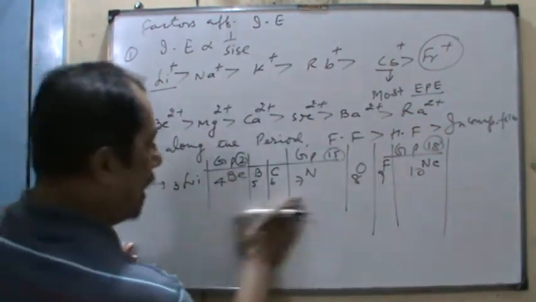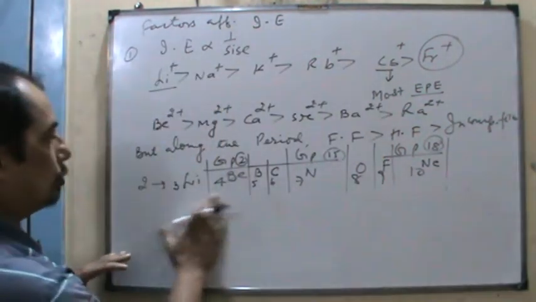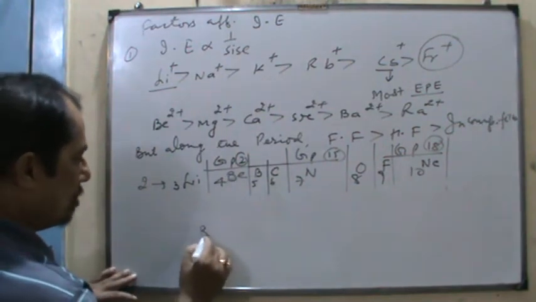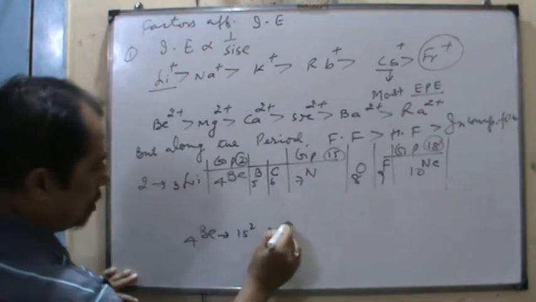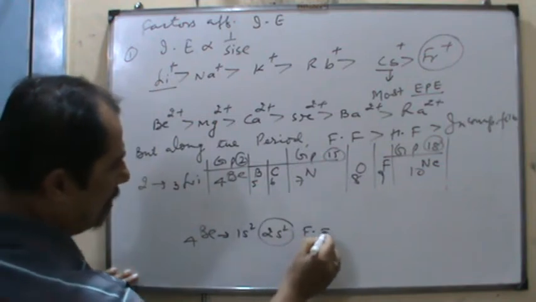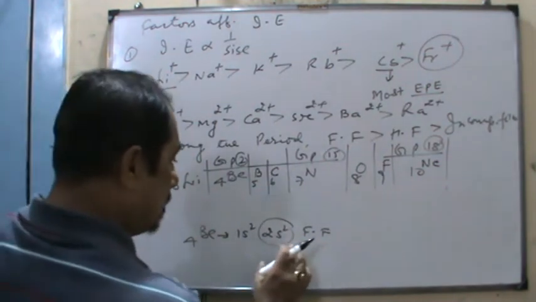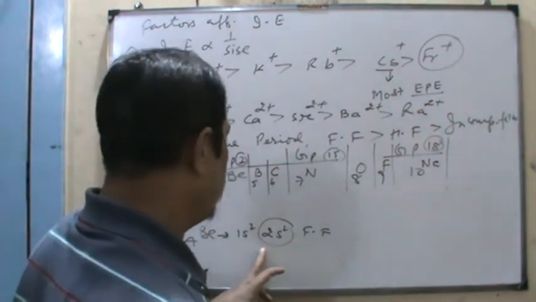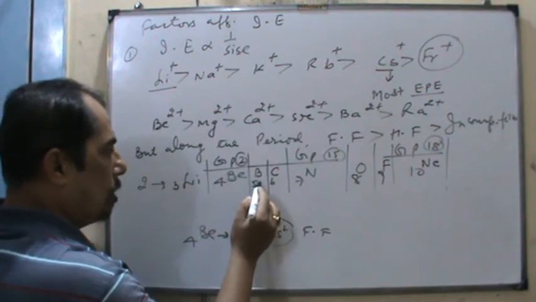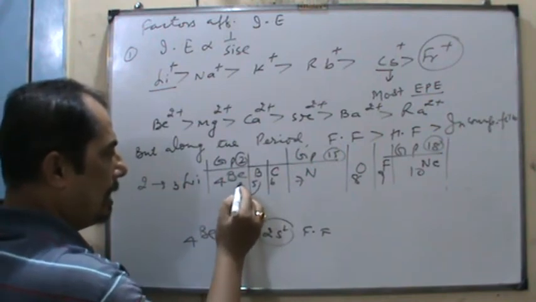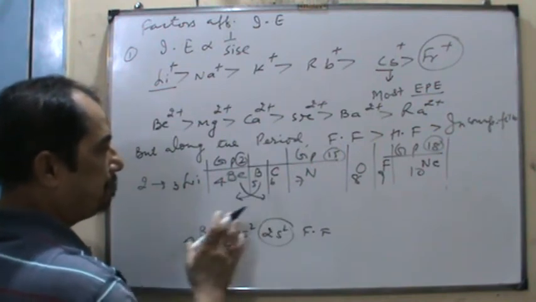So once you write the configuration of beryllium, you write 1s2 and 2s2. This is fully filled. So it needs more ionization energy. That is why here boron will come and then beryllium.